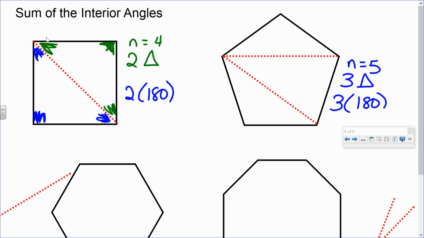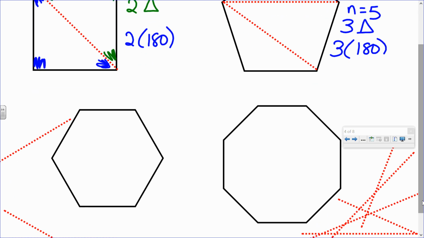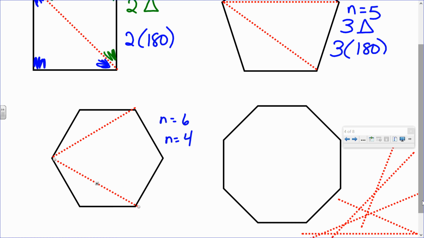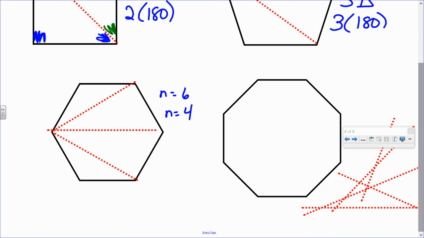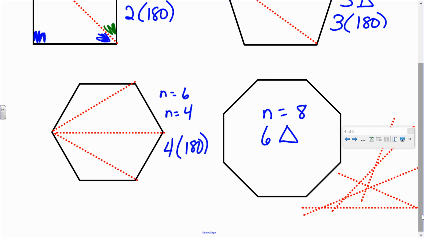the original pentagon. Anybody want to predict if I have 6 sides, how many triangles? So 6 sides, we would have 4 triangles. Not sure what happened to my other diagonal there. It disappeared on me somewhere. There it is. So I would have 4 times 180. Okay, prediction, I won't draw the diagonals. If I have 8 sides, how many triangles? And so 6 times 180.